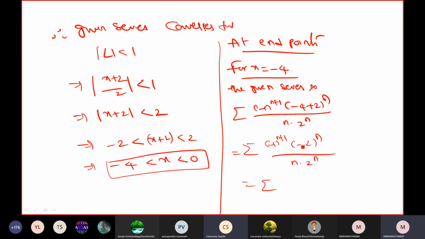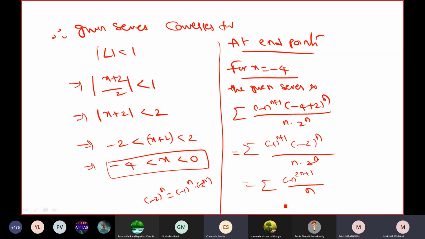What does this become? Minus 1 whole power n, this is already minus 1 whole power n plus 1, so minus 1 whole power 2n plus 1 by n. Is it correct? Yes, sir. Minus 2 whole power n is minus 1 whole power n into 2 power n. The 2 power n gets cancelled. So this is minus 1 whole power 2n plus 1 by n.